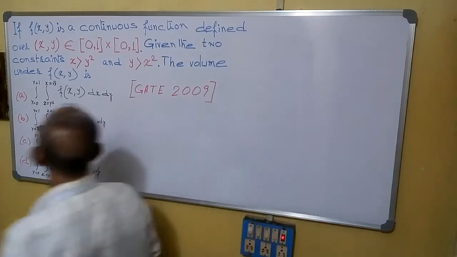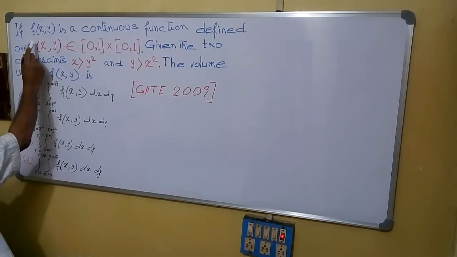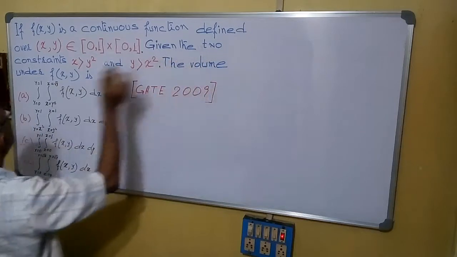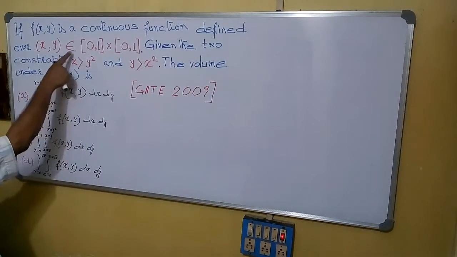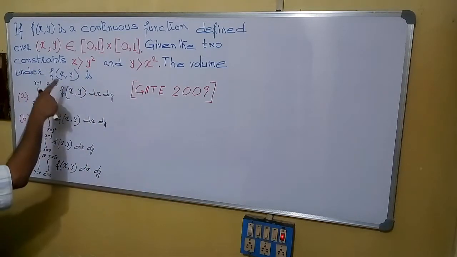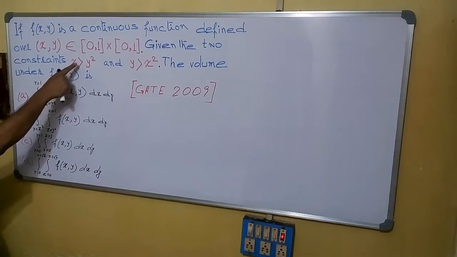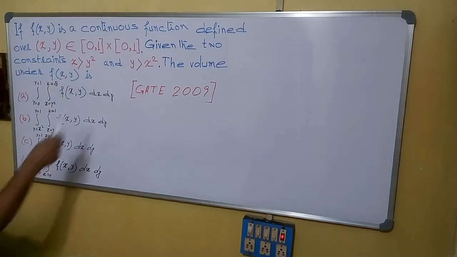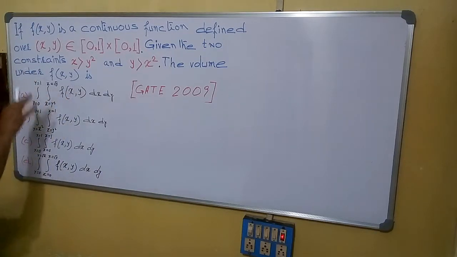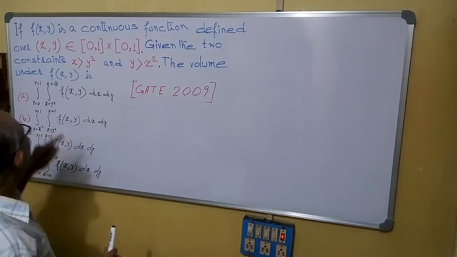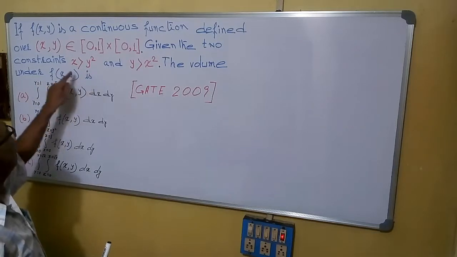Welcome. See this question. If f(x,y) is a continuous function defined over x, y within (0,1) and (0,1), given the two constraints x greater than y square and y greater than x square, the volume under f(x,y) is which of the four we have to choose. Read the questions carefully and see these constraints.